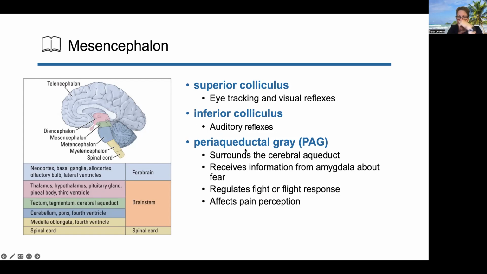And then we have the periaqueductal gray. This surrounds the cerebral aqueduct, and it receives information from the amygdala about fear, and it regulates fight or flight responses, and it affects pain perception.